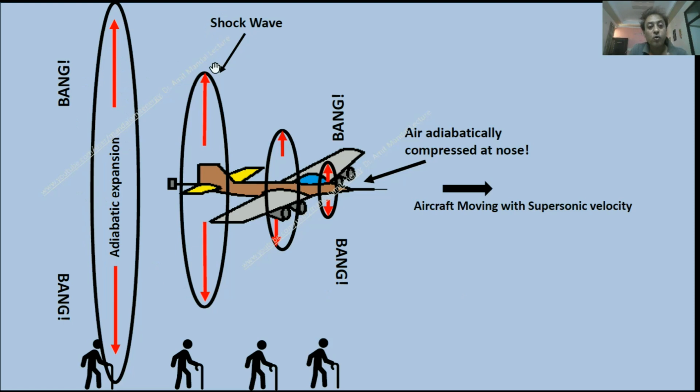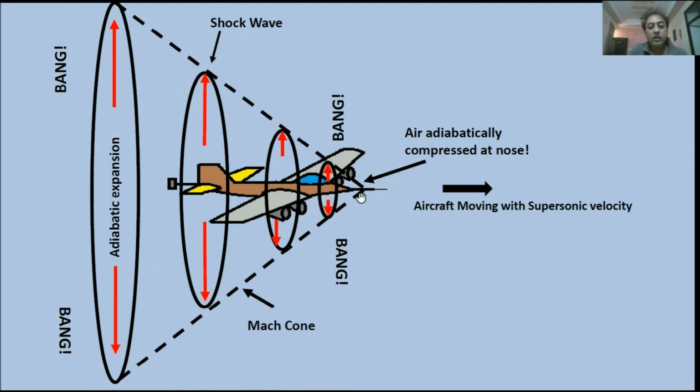This is also called a shock wave. Now, if we connect the outer peripheral surface of this pulse to the nose of this aircraft, then this is called the Mach cone.